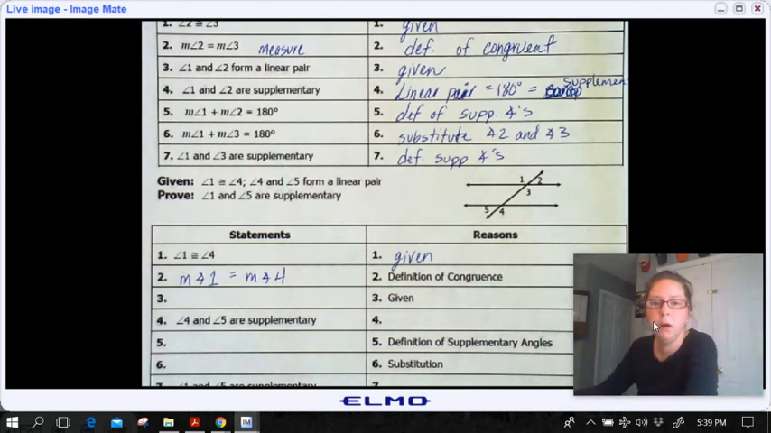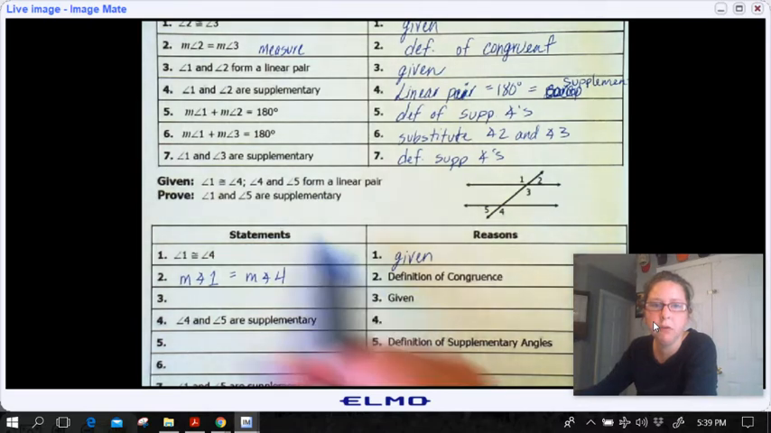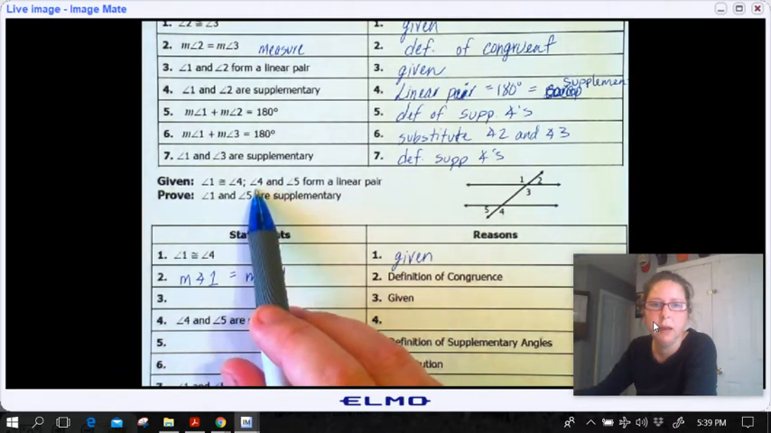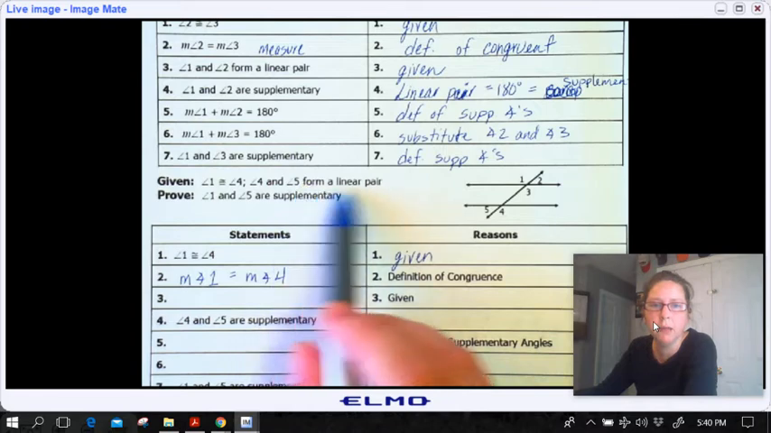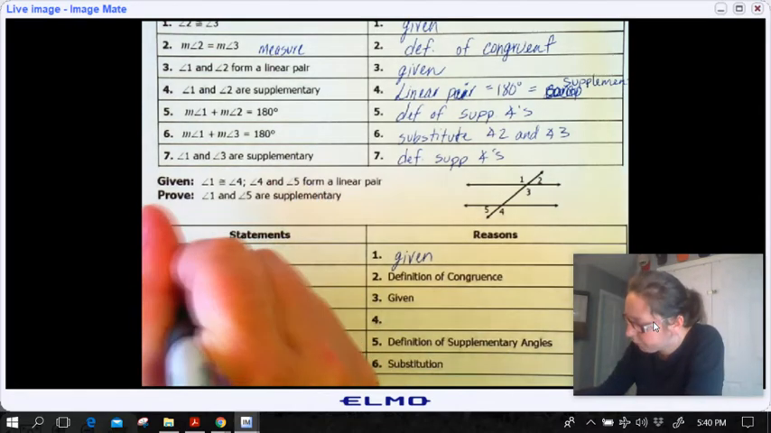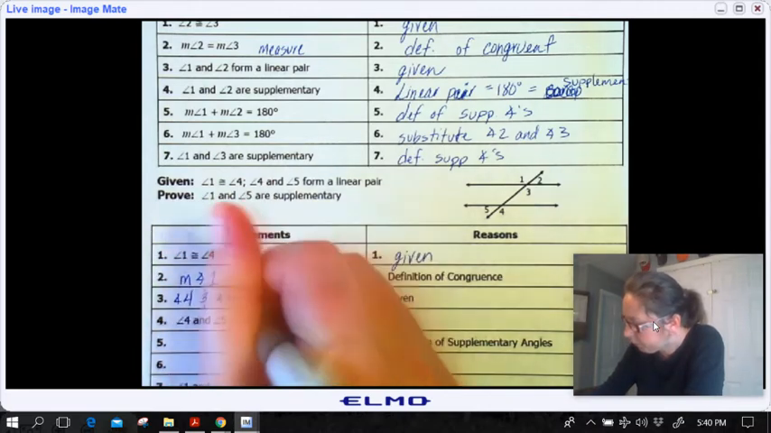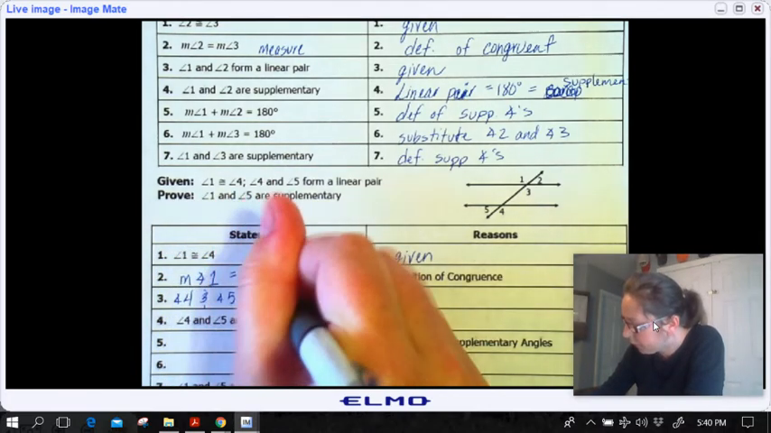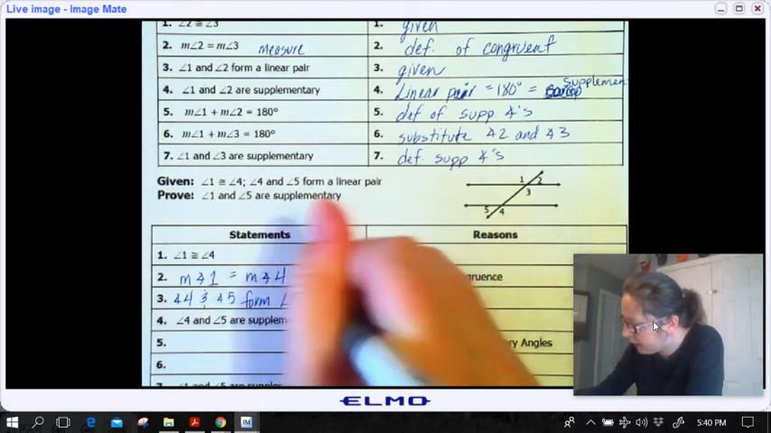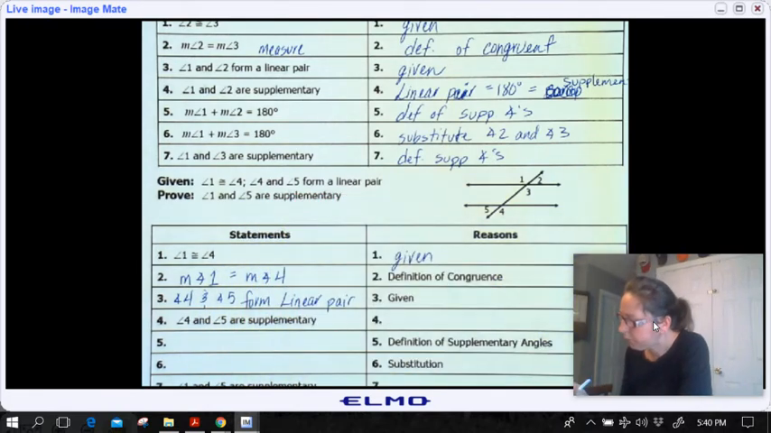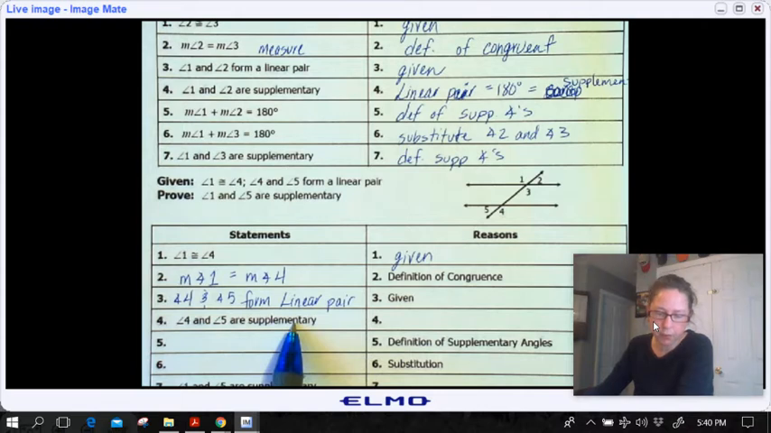Okay. All right. The next fill in the blank is 3, and they told me this is given information. So what else did they give me? Angle 4 and angle 5 form a linear pair. Okay, so I'm filling that in. Alrighty. Angle 4 and angle 5 are supplementary. How do I know that?